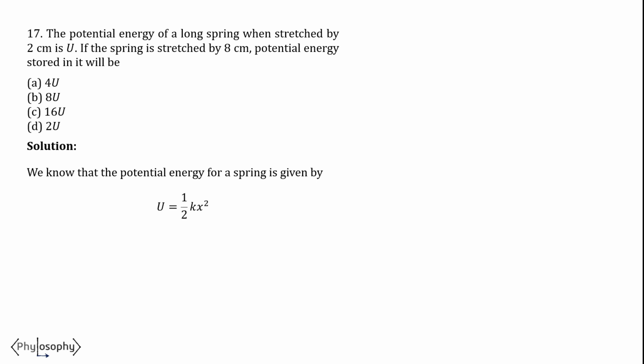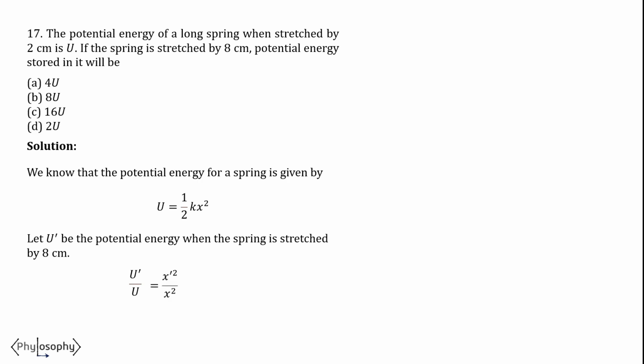Now let U prime be the potential energy when the spring is stretched by 8 cm. Then we can write capital U prime over U equals x prime square by x square, which is equal to 8 square over 2 square times U. Therefore, capital U prime is equal to 16U. Therefore, option C is the correct answer.